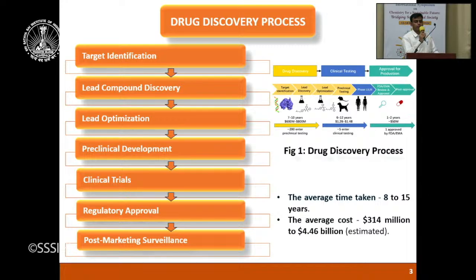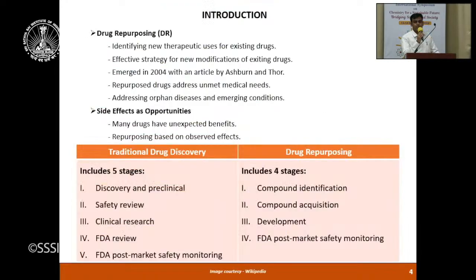So one way to develop a drug is drug repurposing. Drug repurposing is a method in which existing drugs are repurposed to identify new therapeutics, and it is a recent method that emerged in an article in 2004 by Ashburn and Thor. Drug repurposing addresses unmet medical needs. It also addresses orphan diseases and emerging conditions, like leveraging side effects of existing drugs as they have unexpected benefits, and repurposing based on observed effects.